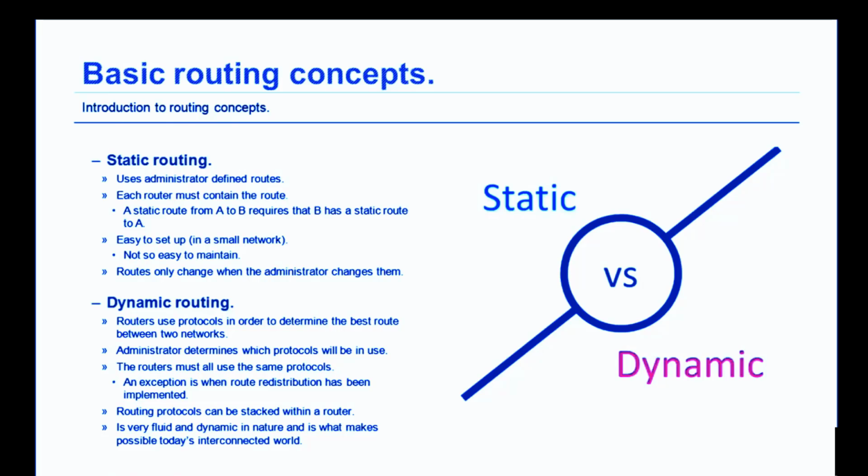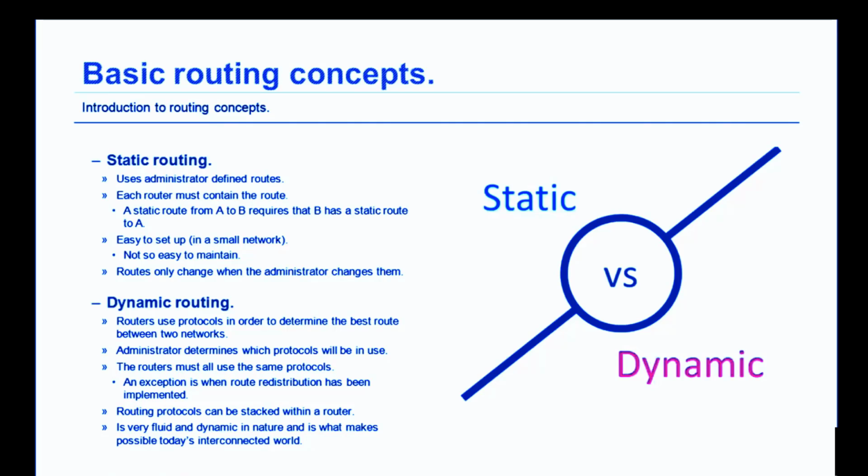Now, static routing is easy to set up in small networks, but it's not so easy to maintain. Networks change all the time. With static routing, when a change occurs in routers, the administrator has to go around to each router and implement that change. Then there's dynamic routing.